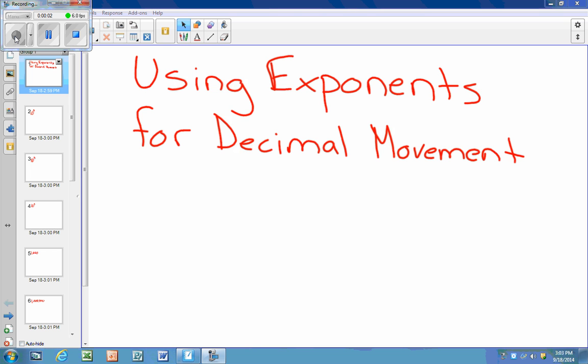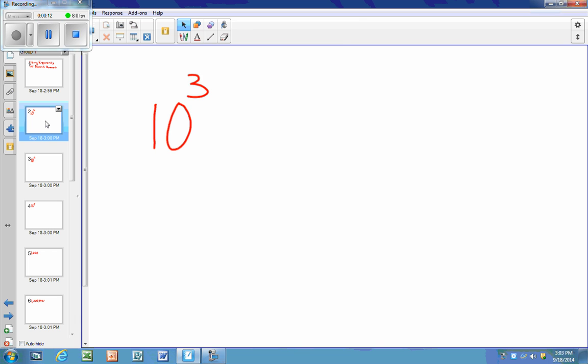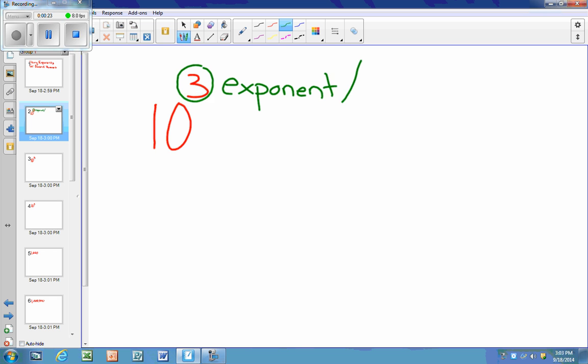This is the video for Module 1, Lesson 9, which has to do with using exponents for decimal movement in the place value system. So the first thing we're going to talk about is what is an exponent. This little number up here is called an exponent or a power. And this bottom number is called the base or a factor.